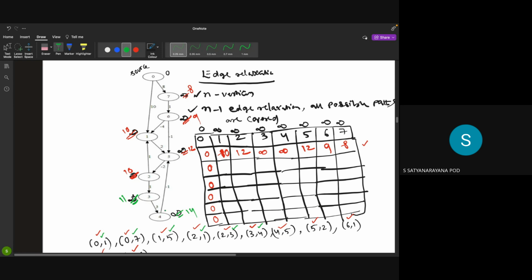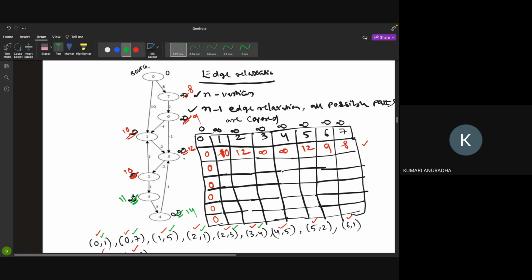Next one, 4 to 5. So 4 to 5 is here. Already 14 is there. 14 minus 1, it's a 13. 13, is it less than 12? No. Is it less than 12? No. Is it right?